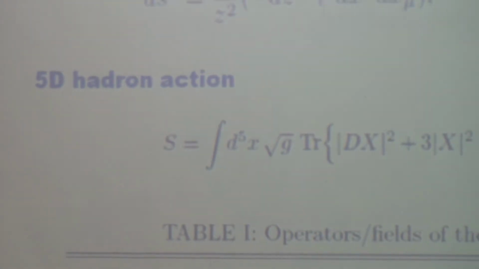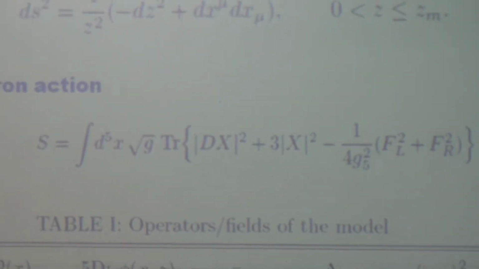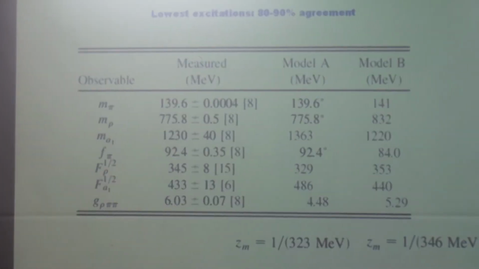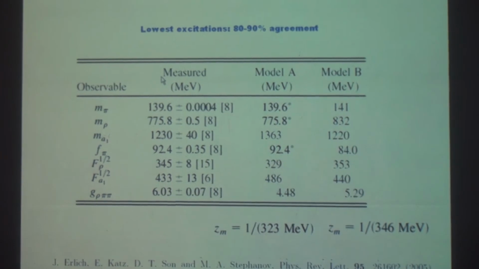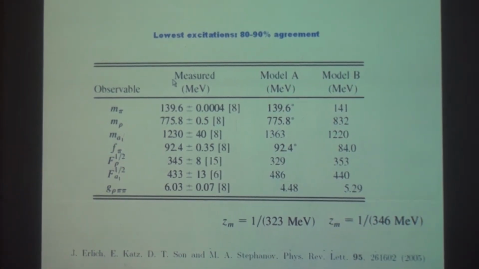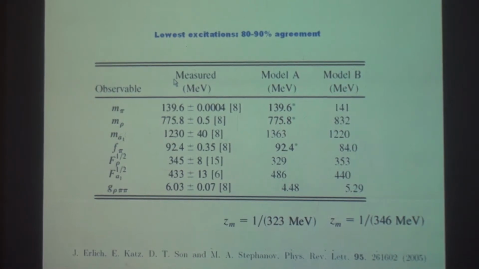Z equal to 0 is UV, right? And this is IR, right? So at Z equal to Zn, they impose this as a boundary condition. Is that what you say?